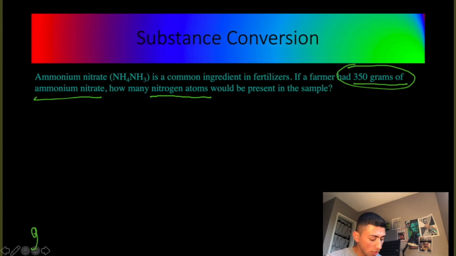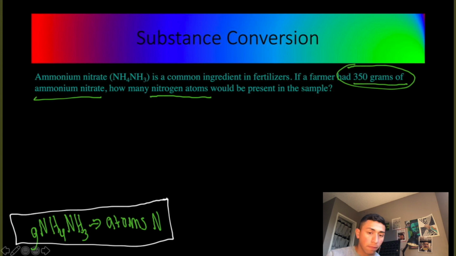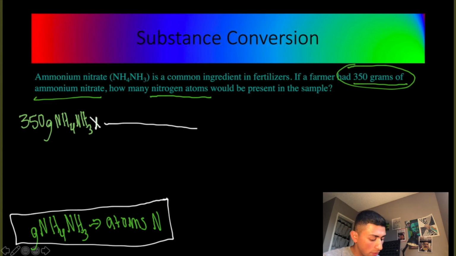Now, this problem is essentially a conversion from grams of ammonium nitrate, which is NH4NO3, to atoms of nitrogen. And once again, I'm going to leave this down here to simplify understanding throughout this video. Now we can get started. So we have 350 grams of ammonium nitrate, NH4NO3. The first conversion is going to be from grams of ammonium nitrate to moles of ammonium nitrate.